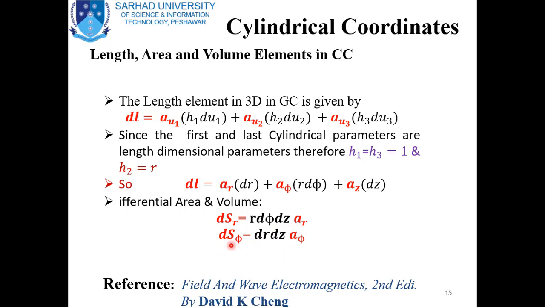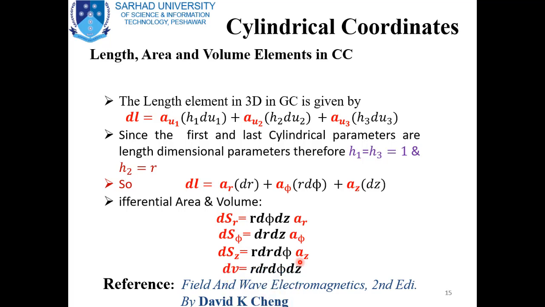Similarly, we have another surface which is parallel to the phi direction, and this area must be made by the r and z components. So dr dz represents the magnitude of the area, and this area is parallel to the phi direction. And the third surface, which is parallel to the z-axis, must be made by r and d phi elements. So the black represents the magnitude part and the red one represents the direction of these surfaces.